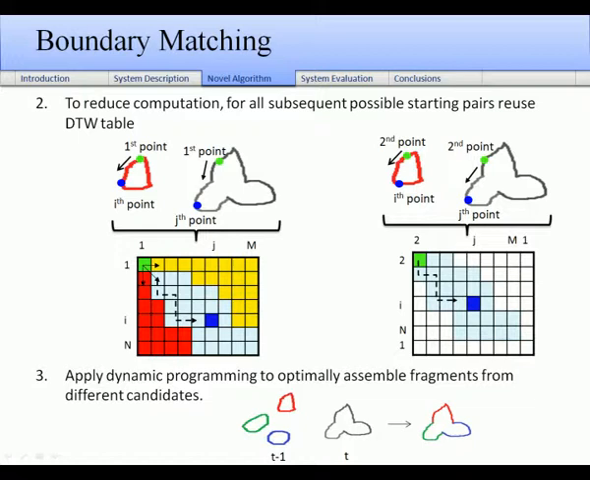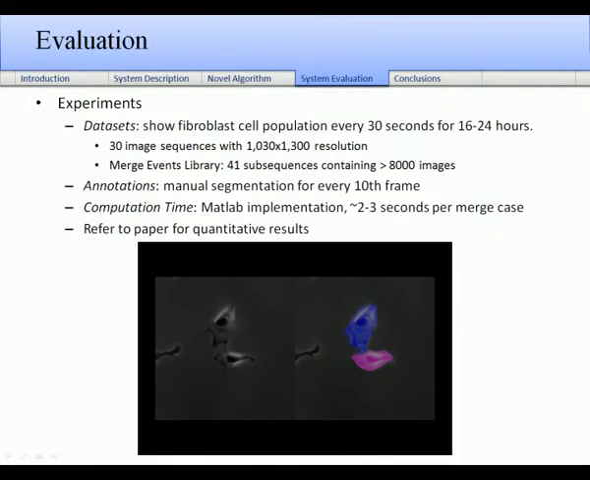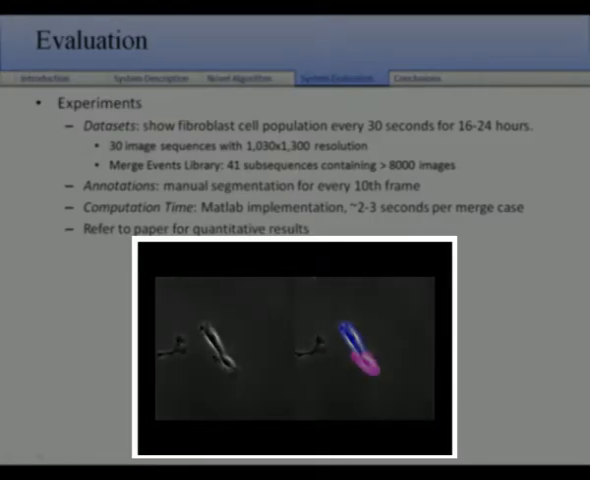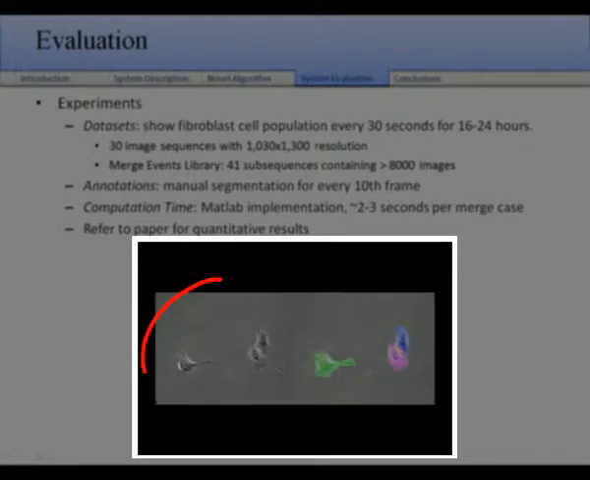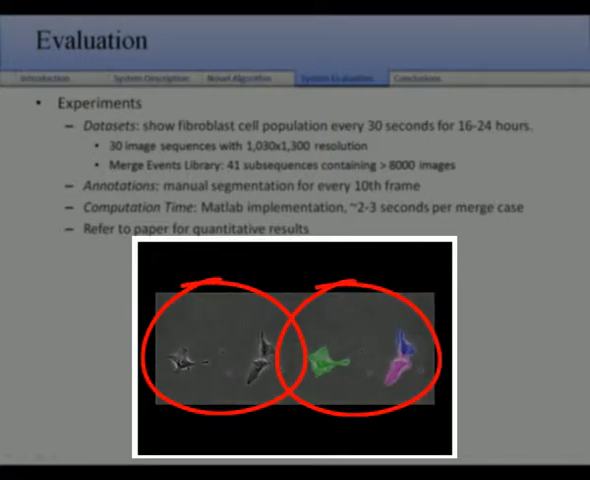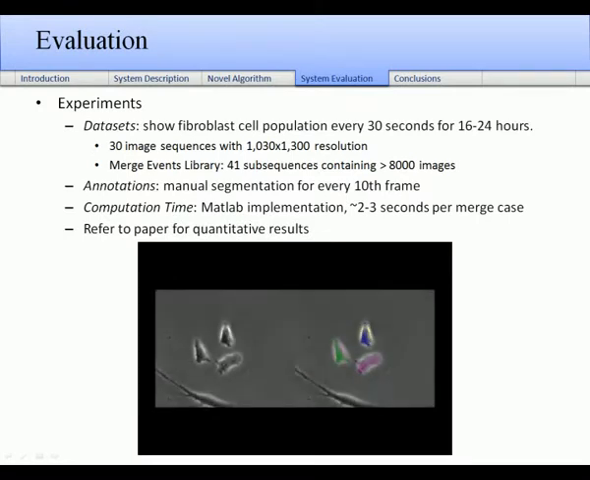Once the distance between all possible fragment pairs are computed, we apply a dynamic programming algorithm to find the optimal connecting of fragments. We highlight the segmentation results from our fully automated system in the video. Cropped images of merge events are shown with the raw data on the left and the segmentation results on the right. We also demonstrated the benefit of our method quantitatively in the paper.